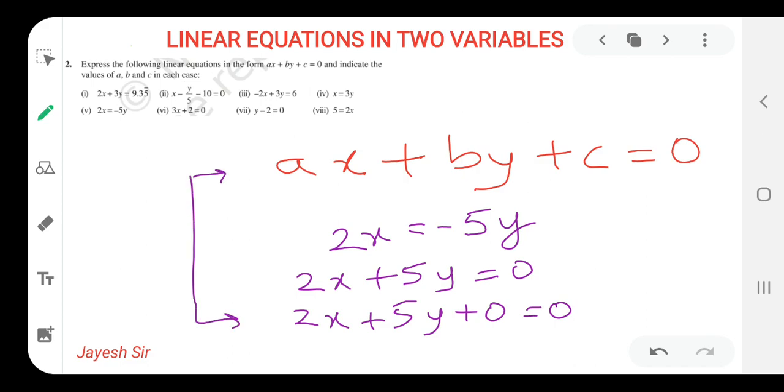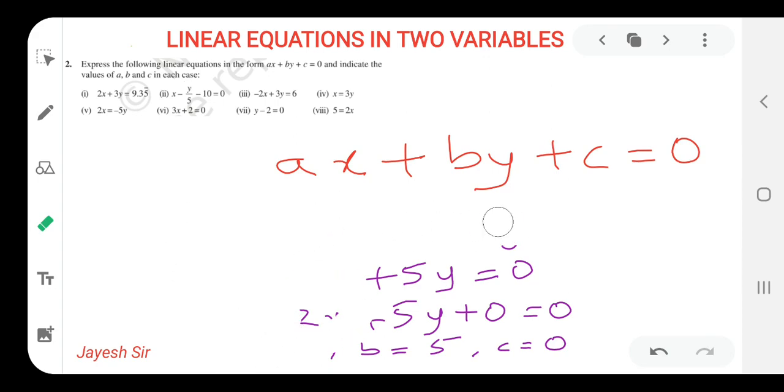Now can we compare and find the value of a, b and c? So ax equals 2x, that means the value of a we are obtaining as 2, the value of b as 5 and the value of c as 0. I hope you all might be getting it, friends. So in this way we can find the remaining sums also.